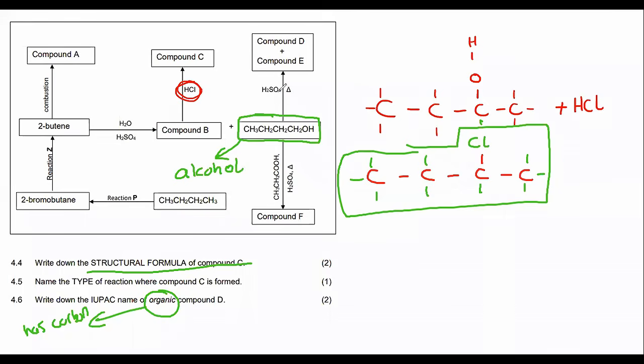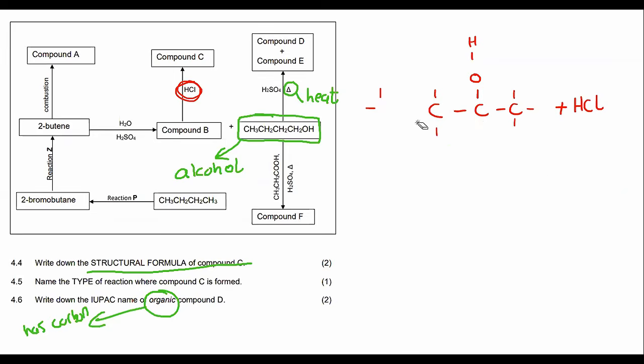Then what they're doing is they're using heat. Did you know that this symbol over here stands for heat? So they're heating it up. Now, whenever we heat something up, that usually means elimination. When you heat something up, you are going to be doing elimination. Okay, so let me show you exactly what's happening in this reaction.